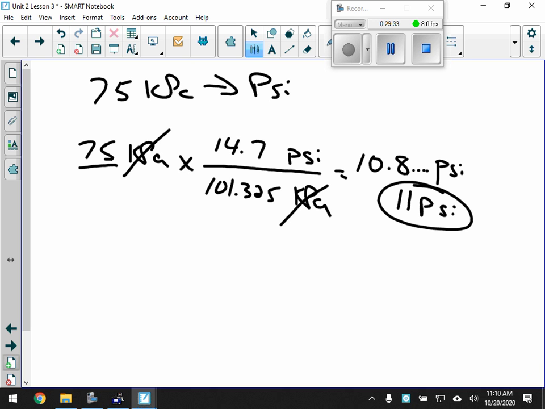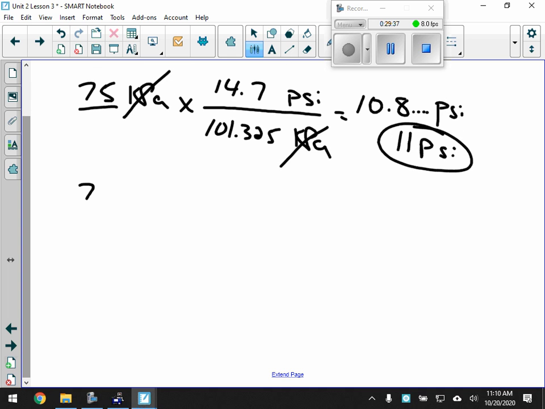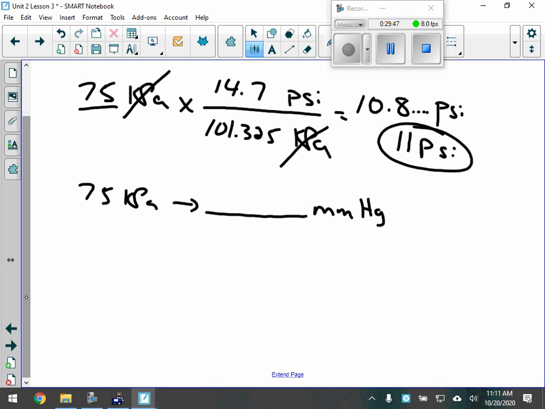Now we're going to do the next question. The example that we had was, let's change 75 kPa. Obviously, it's the same number, so I get that. Into millimeters of mercury. And again, these are probably the most common ones that we're going to do. These are the 4 units that we use the most. Again, I'd start with 75 kPa.